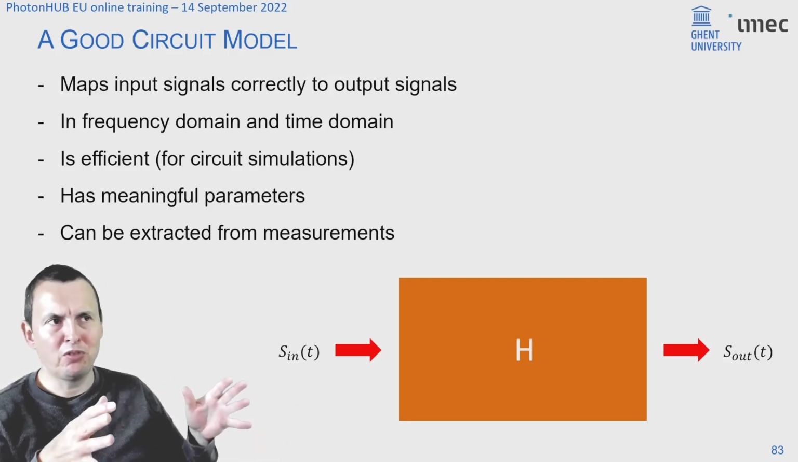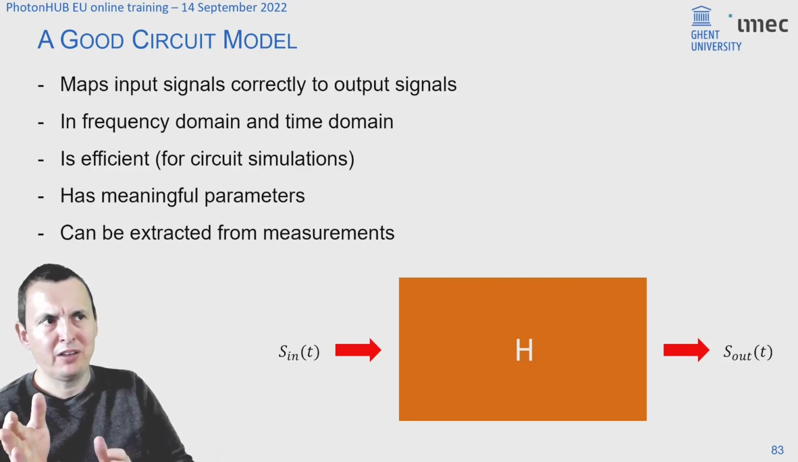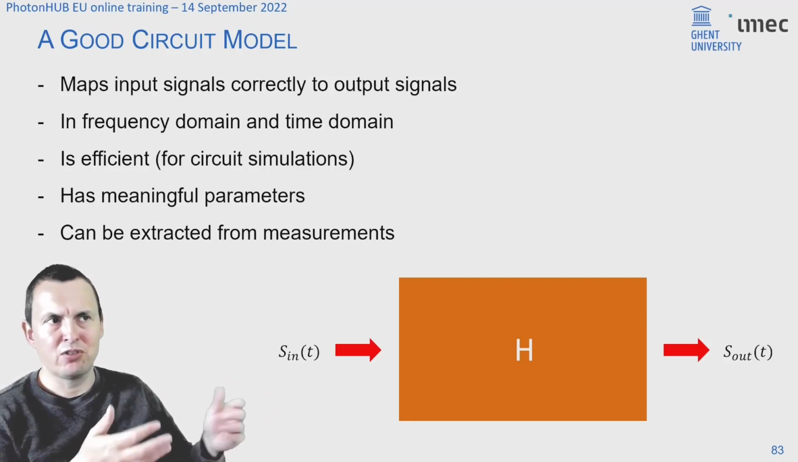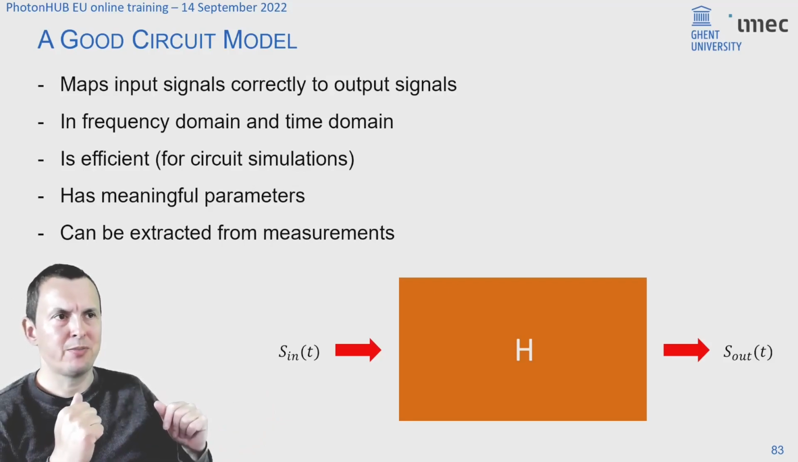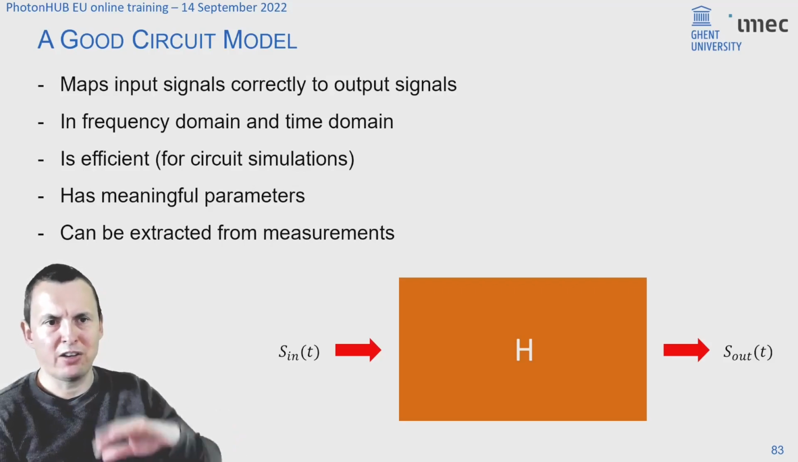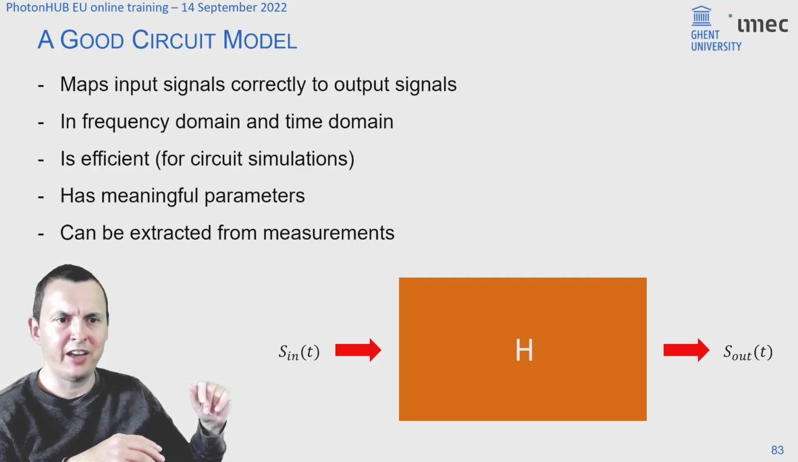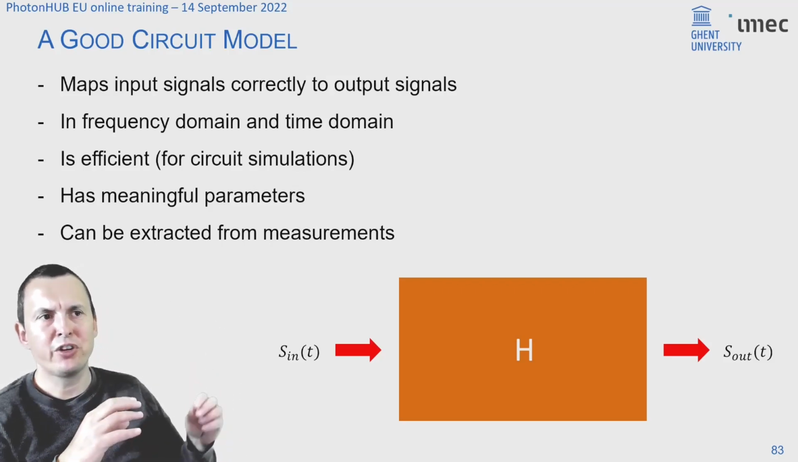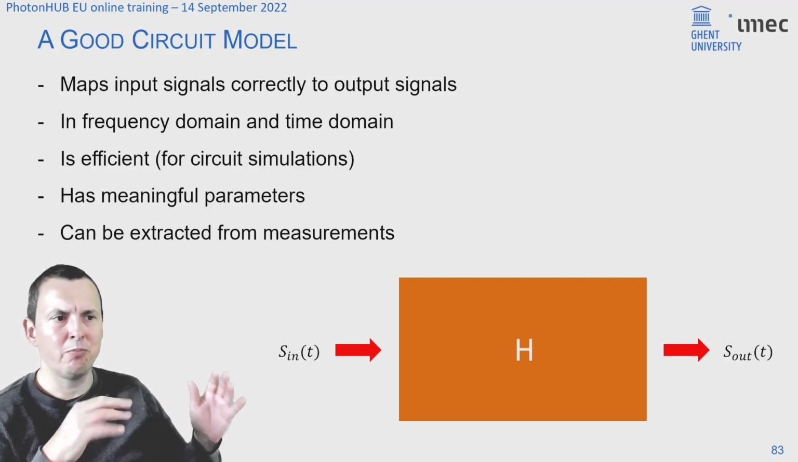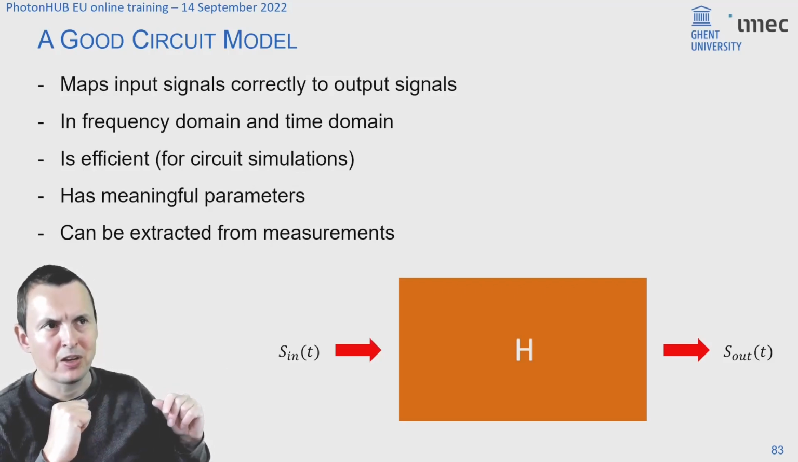And preferably you want to be able to do that in frequency domain, so to, for instance, design a wavelength filter, and in the time domain, for instance, to design a communication system. Preferably it's also fast, because you want to cascade lots of these blocks and you don't want to wait a day every time you make a change to your circuit. So you should be able to run circuit simulations in a matter of seconds or minutes, not hours or days.